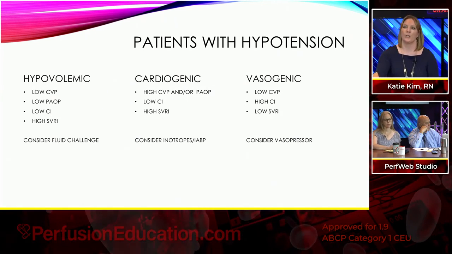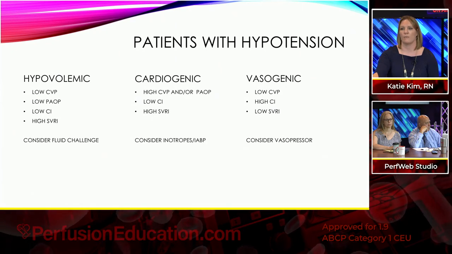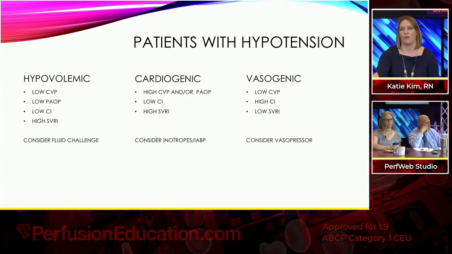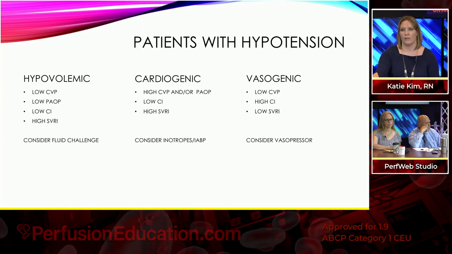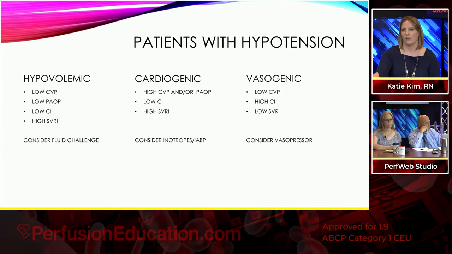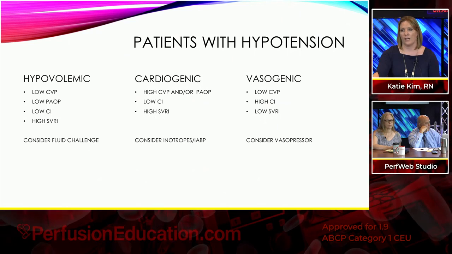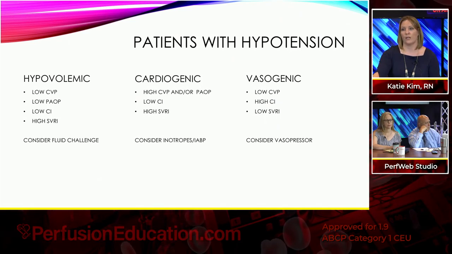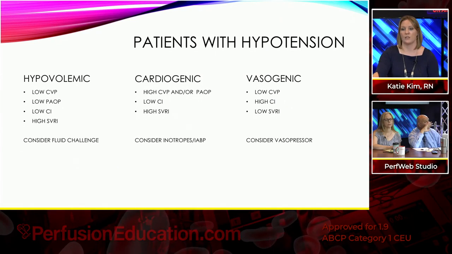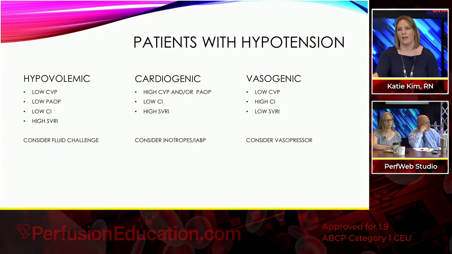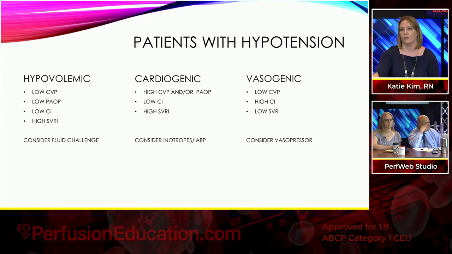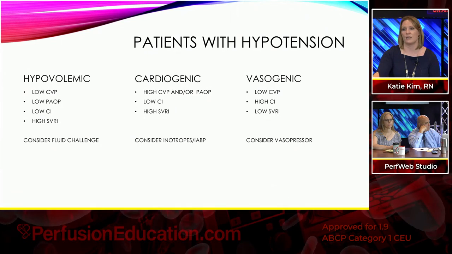For your person who has vasogenic issues, like maybe they're septic and they've got very leaky capillary beds and everything is hanging out in the third space, you'll see low CVP and high cardiac index because we have a very, very low systemic vascular resistance. So all of your fluid that would be in the tank is kind of sitting out in the periphery. And so for these patients, you consider a vasopressor.